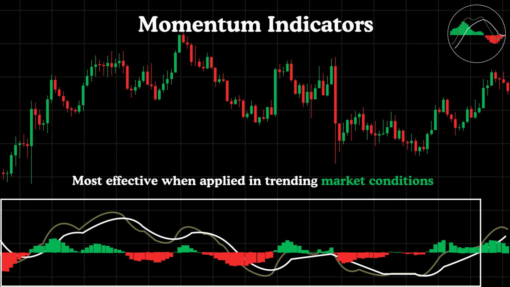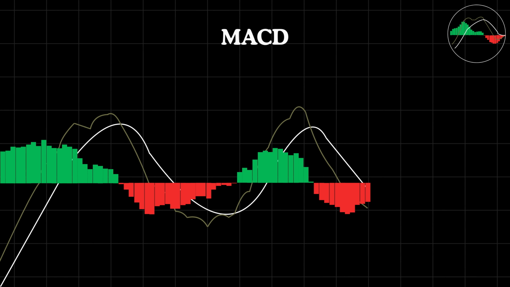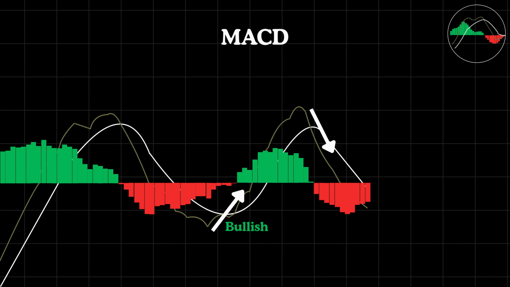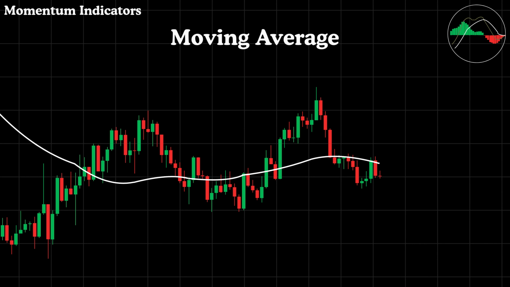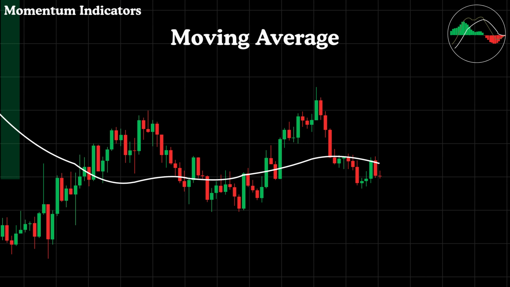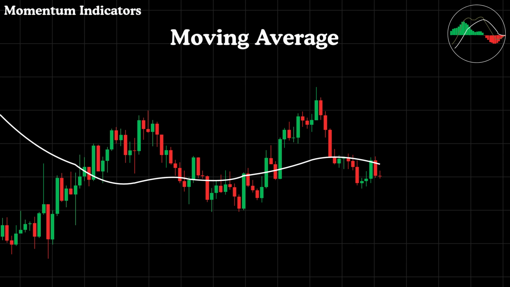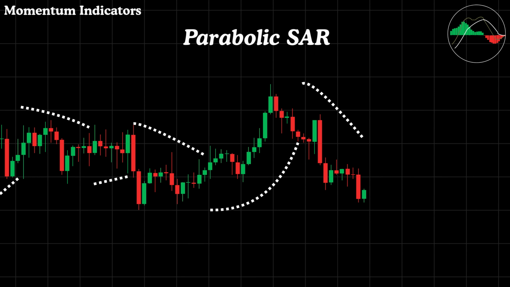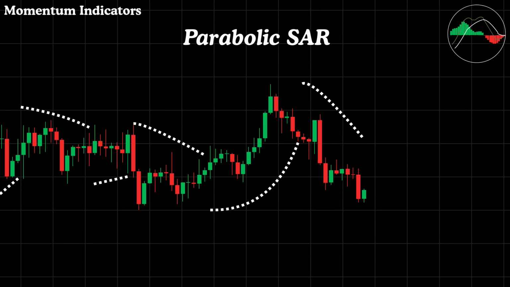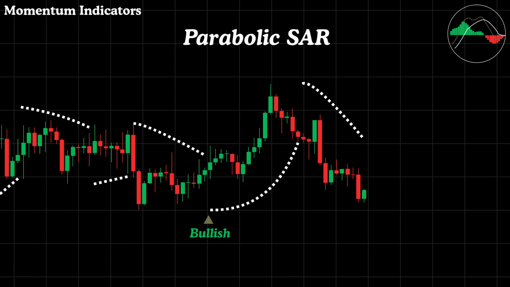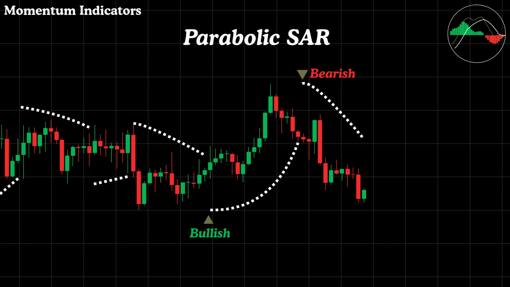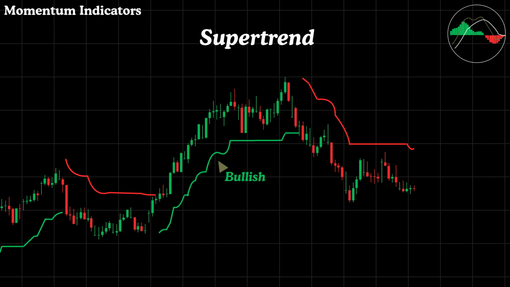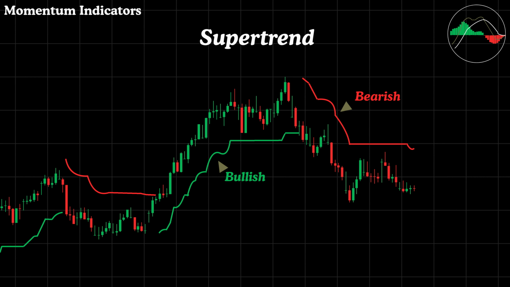Some of the most widely used momentum indicators include MACD: an upward crossover suggests a bullish trend, while a downward crossover signals a bearish trend. Moving averages: when price stays above the moving average, it reflects a bullish trend. When price is below, it indicates a bearish trend. Parabolic SAR: a dot below the price indicates a bullish trend, and a dot above the price signals a bearish trend. Supertrend: a green signal represents a bullish trend, whereas a red signal represents a bearish trend.